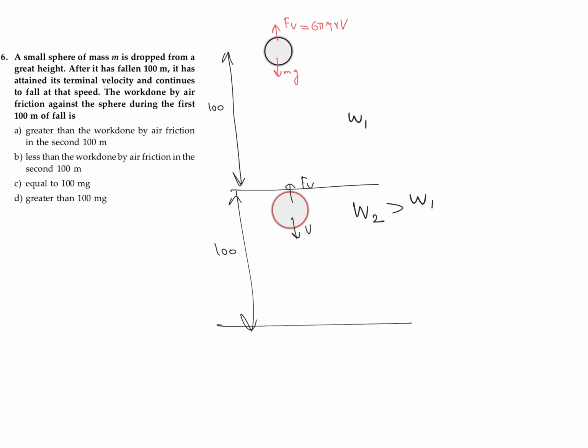Is it equal to 100 mg, or greater than 100 mg? We cannot say that it is equal to 100 mg or greater than 100 mg, because it is less than 100 mg, since once it attains terminal velocity, the work done by gravity equals force into displacement. Force is mg, and if it is displaced by a distance of 100 meters, the work done in the second situation we can take as 100 mg, if the forces acting are only the weight and the viscous force. So definitely the work done in the first situation will be less than this. So the most appropriate answer is: less than the work done by air friction in the next 100 meters.